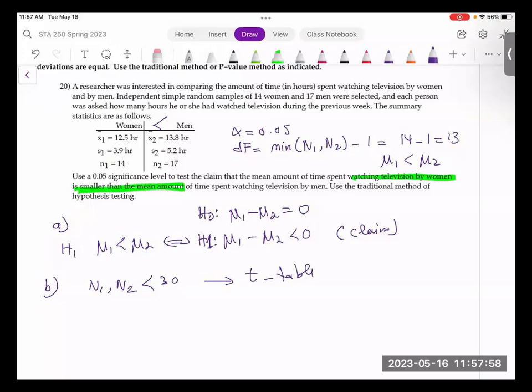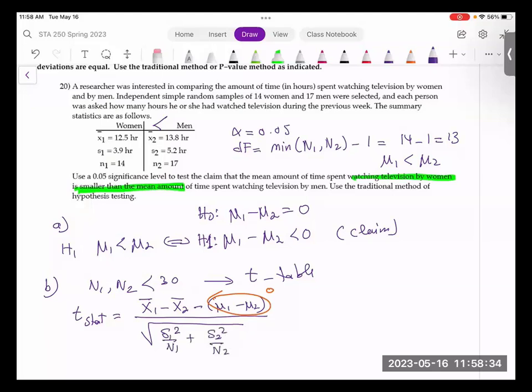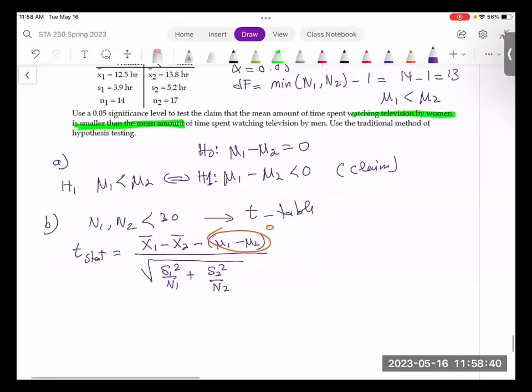Now, let's go with the T stat. The formula for the T statistic is going to be equal to x1 bar minus x2 bar minus mu1 minus mu2, and this collective is going to be 0, right? Here, this is going to be 0. Divide by the square root of s1 squared divided by n1 plus s2 squared divided by n2. This is the formula on your formula sheet, right? What you're going to do is try to plug them in.